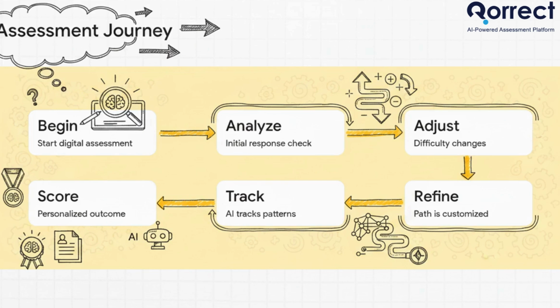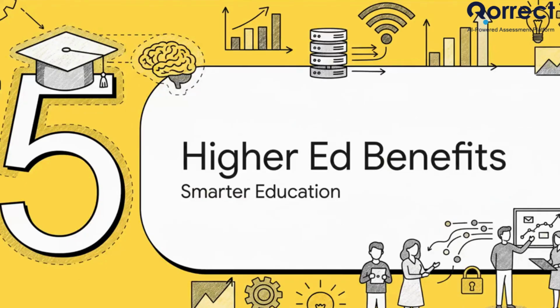It isn't just some generic percentage anymore. It's a true reflection of highly personalized learning outcomes. The test is basically learning your brain power just as fast as you're progressing through the exam. Section 5, benefits for higher education, smarter, future-ready education.